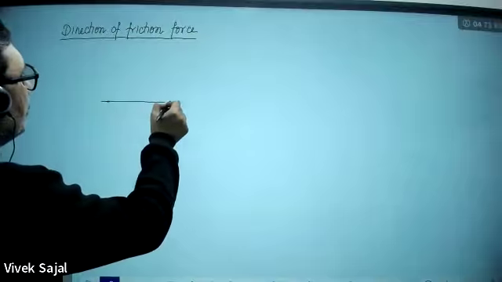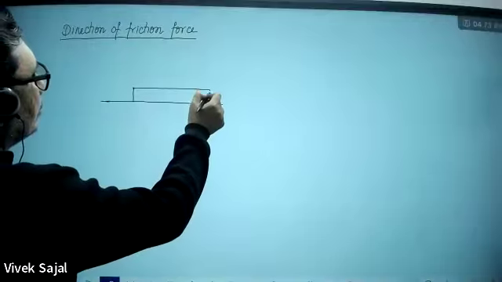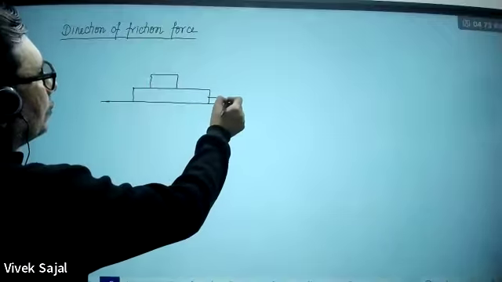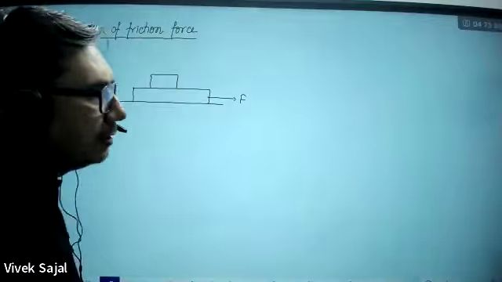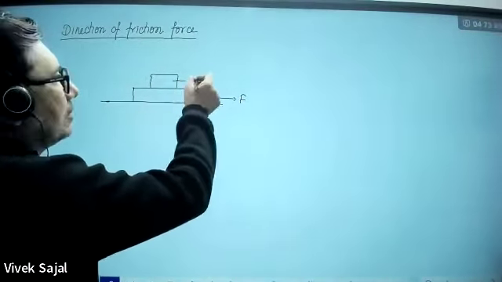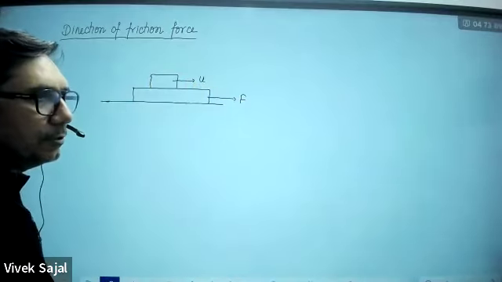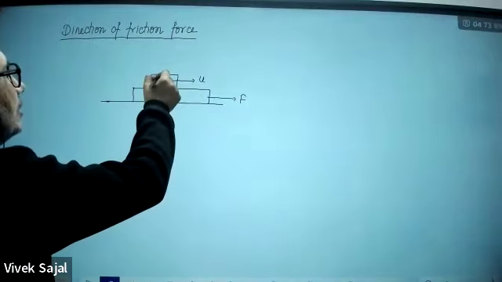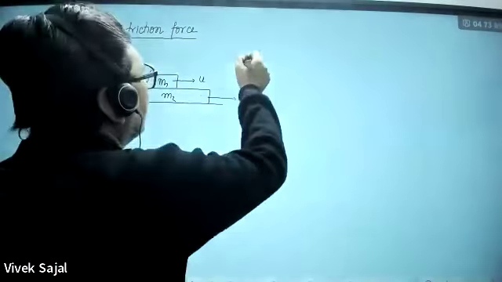Suppose this is one of the blocks, this is the lower block. You apply a force over here. And suppose this block is moving with some relative velocity with respect to the lower block. Suppose u is, what is u? u is the relative velocity of block 1 with respect to block 2.